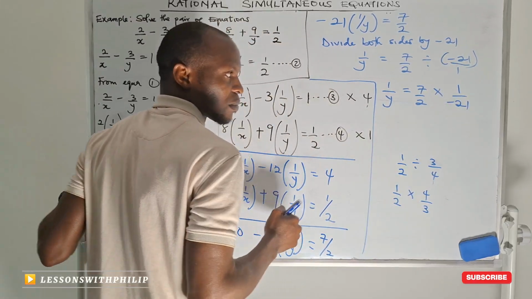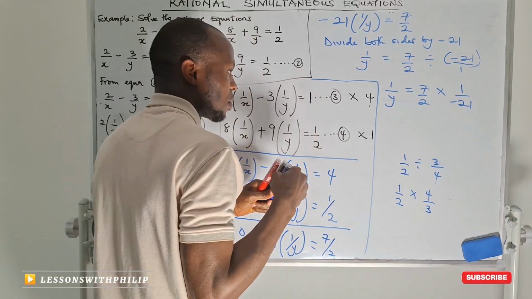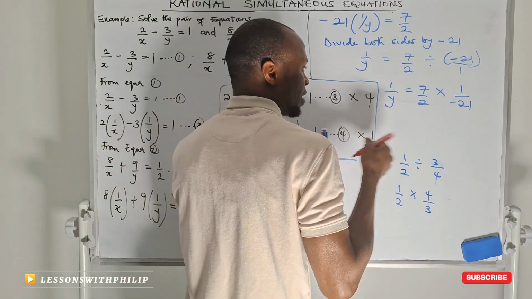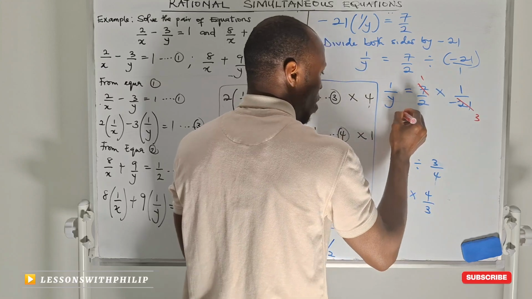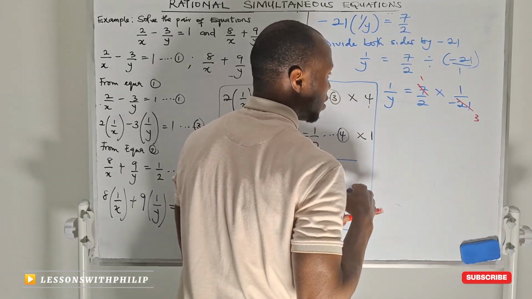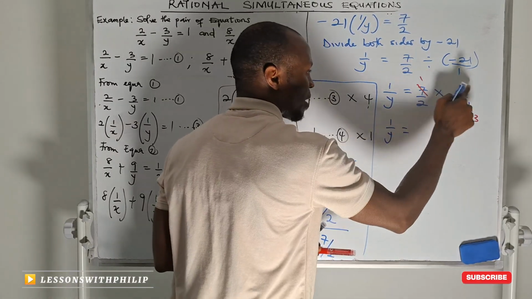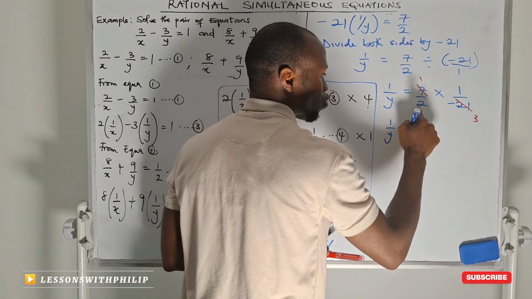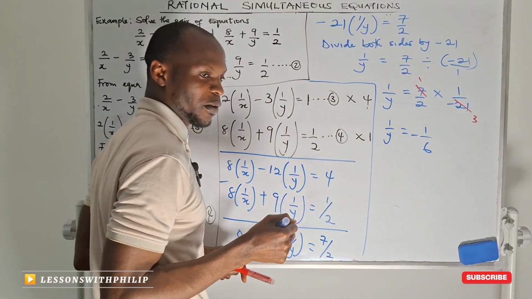Okay? All right? So now 7 times 1, 7 times 3. So automatically my 1 over y is now equivalent to 1 times 1 is 1, 2 times 3 is 6. Don't forget we have minus. That is minus 1 over 6.